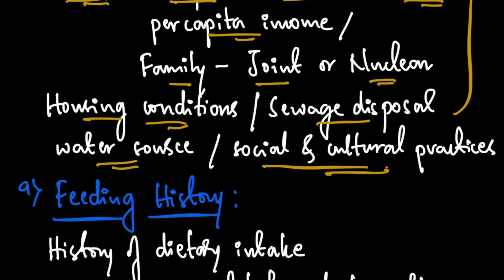Then we'll go over the feeding history of the child, which is nothing but a history of the dietary intake, and it also includes a 24-hour semi-quantitative diet recall, where we'll calculate the calorie deficit and the protein deficit of the child. We'll ask about exclusive breastfeeding if the child has had it, or when complementary feeding was started, and everything that comes under the feeding history.